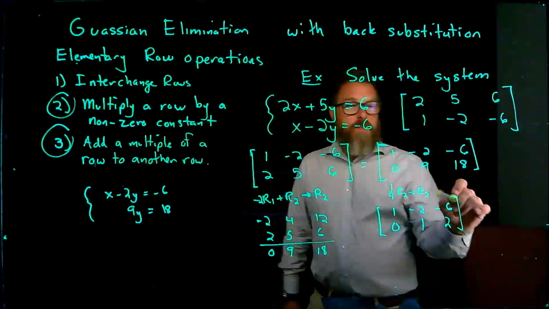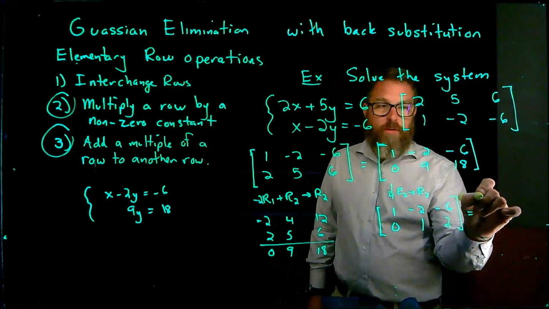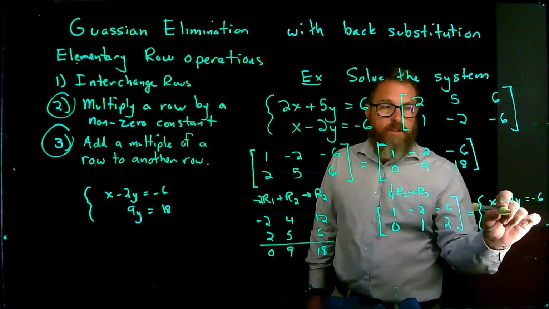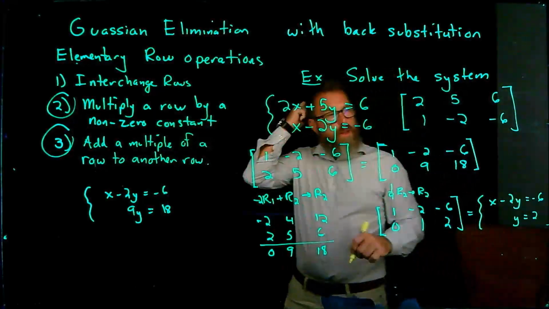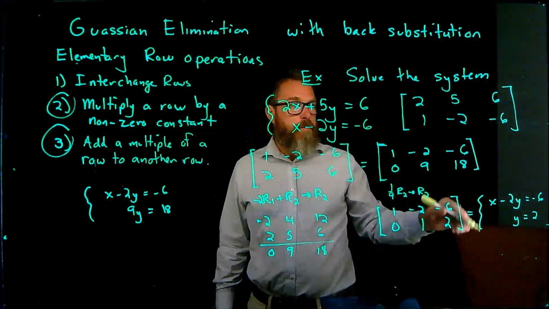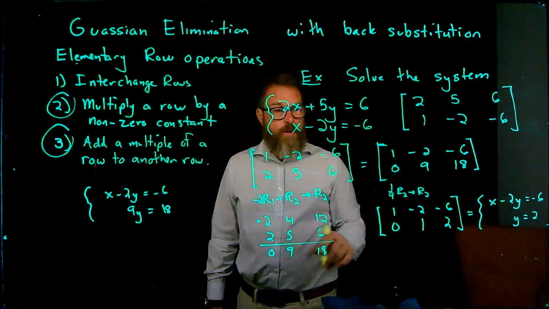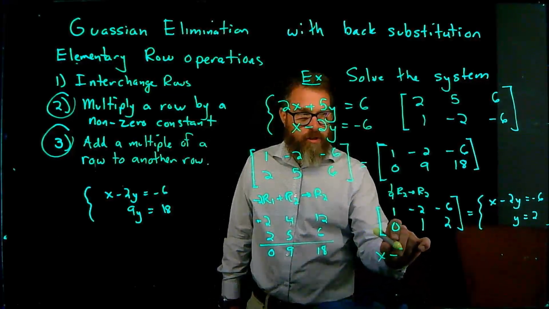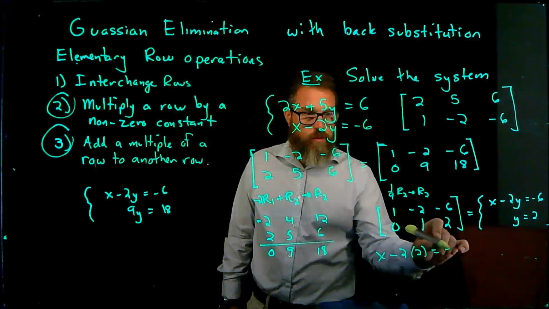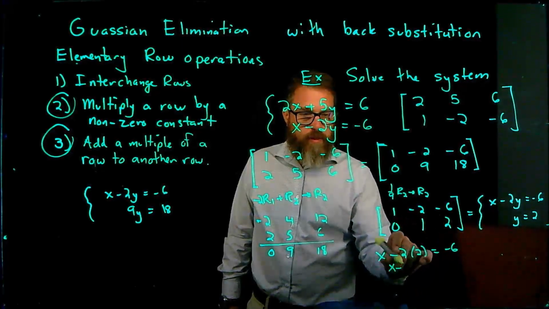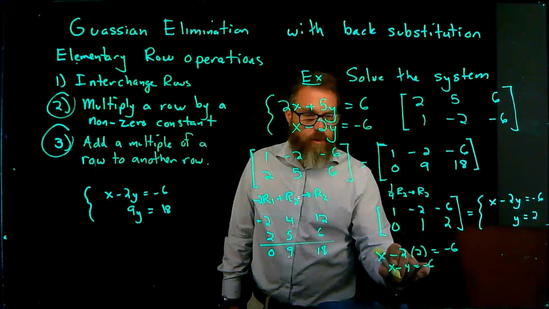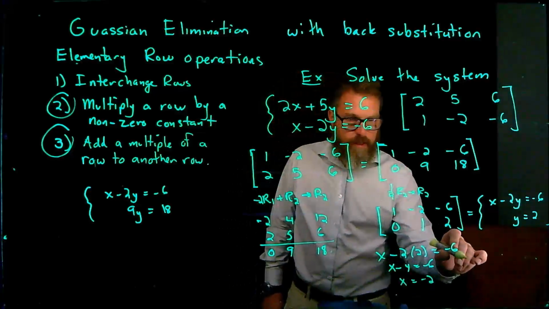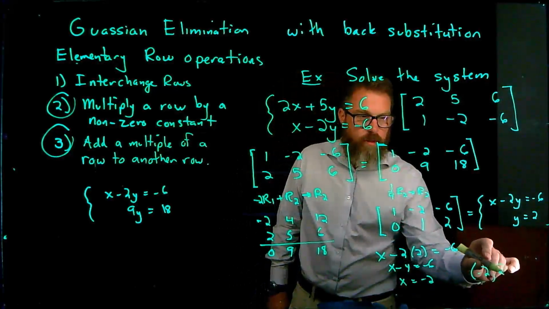So what this now says is this system of equations is x minus 2y is equal to negative 6, and this just says y is equal to 2. Which means now that I have a solution for y, I can back substitute into that first equation and find the solution to this system. So now I have x minus 2 times y, which is 2, is equal to negative 6. So x minus 4 is equal to negative 6, adding 4 to both sides, x is equal to negative 2. So what I get is a solution, minus 2, comma 2.